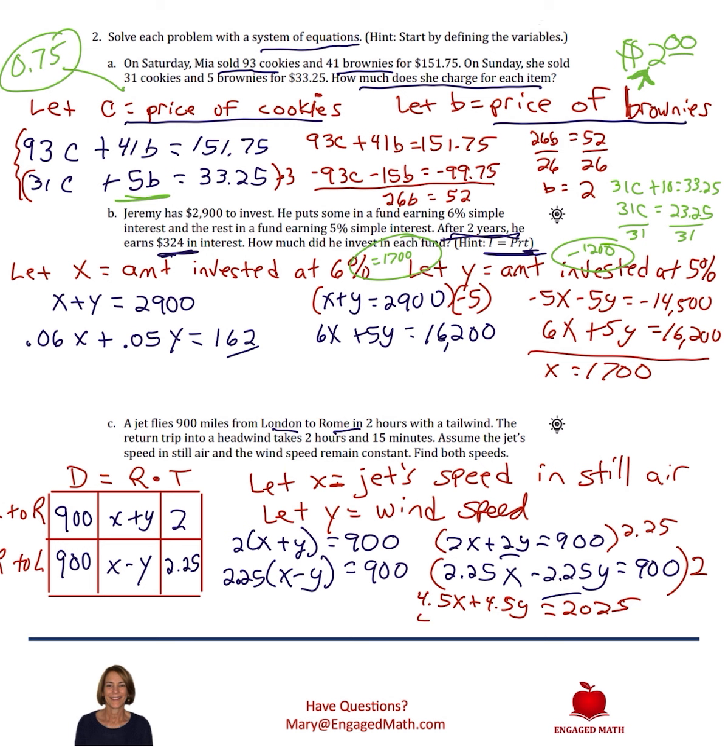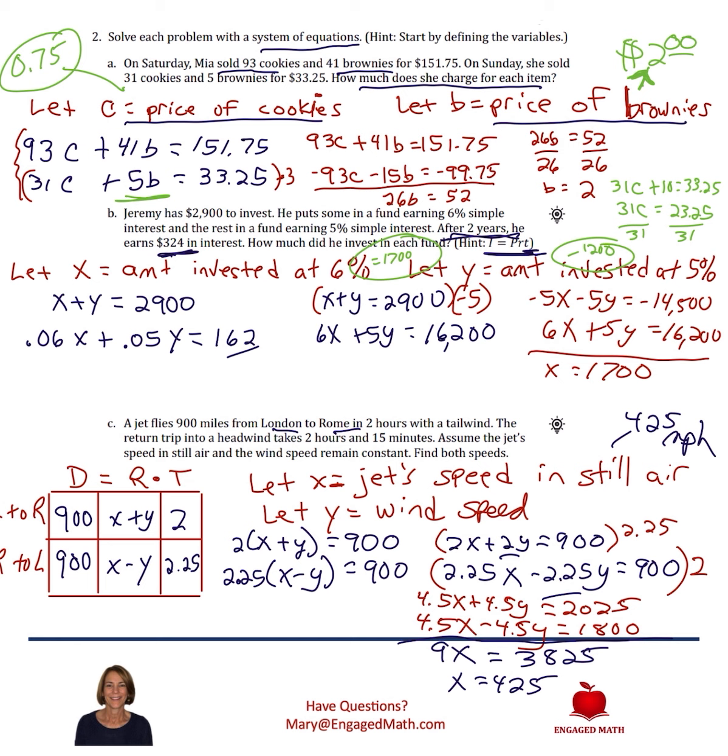Okay, and then in the second equation, you're going to get 4.5x minus 4.5y, which is exactly why we picked the opposite coefficients, equals 1800. Okay, let's now add these together. We're going to get 9x equals, and then everything's being added, so we're going to get 3825. And so you're going to divide 3825 by 9, and you should get a value for x of 425, which means that the speed of the jet in still air is 425 miles per hour.